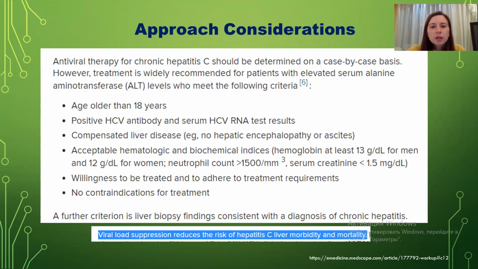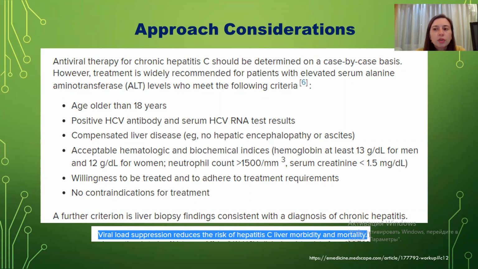And antiviral therapy for chronic hepatitis C should be determined on a case-by-case basis. However, treatment is widely recommended for patients with elevated serum alanine aminotransferase level who meet the following criteria: age older than 18 years, positive HCV antibody and serum HCV RNA test result, compensated liver disease, acceptable hematological and biochemical indices, willingness to be treated and to adhere to treatment requirements.